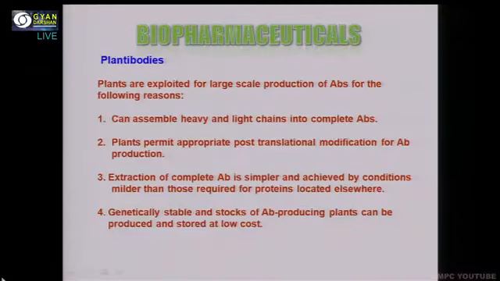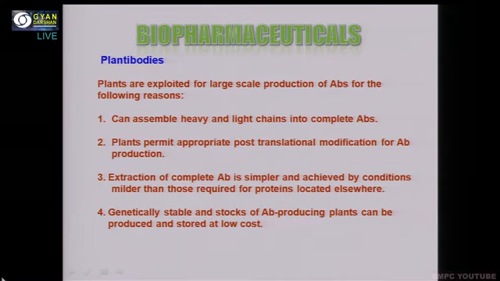Now, next point is the biopharmaceuticals. Now, this is very interesting. Certain pharmaceutically active compounds can be generated in plant. All of us know that in response to antigen, our body produces antibody to defend against or to resist that antigenic attack. Now, these antibodies can be produced in plants.